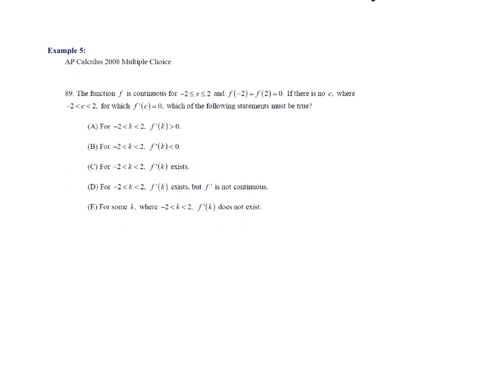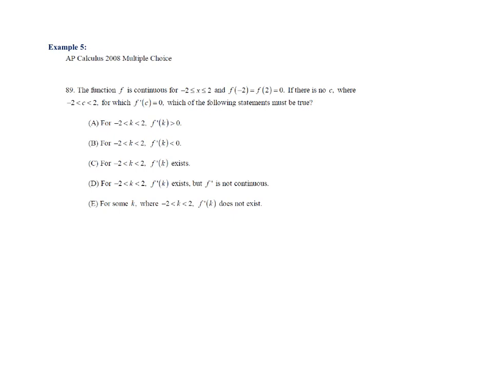All right, guys, let's look at the last example for these notes. 2008 multiple choice. All right, let's read it. The function f is continuous between negative 2 and 2, such that f of negative 2 is equal to f of 2, which is equal to 0. Let's make a quick sketch. All right, so in the interval from negative 2 to 2, we know that the output at the endpoints is 0. So each of these points, 2, 0, negative 2, 0.